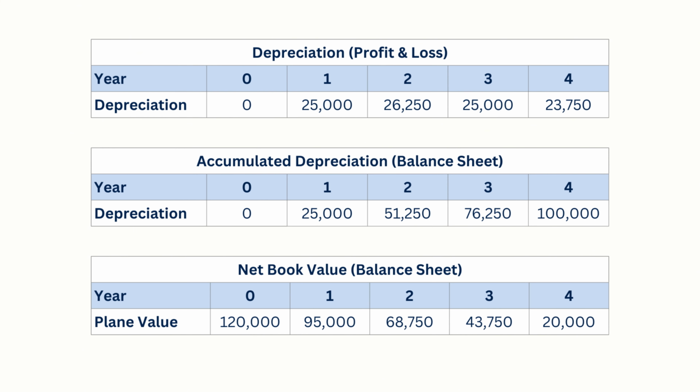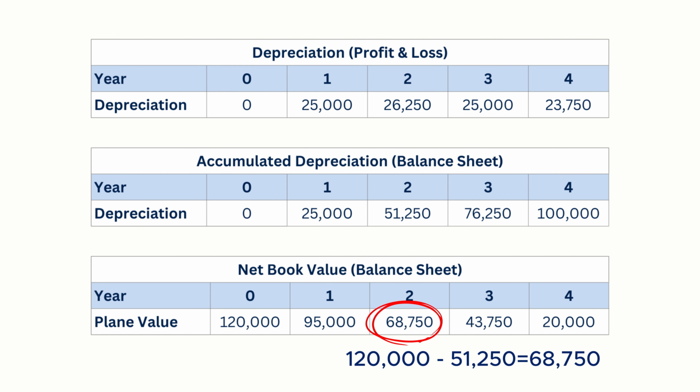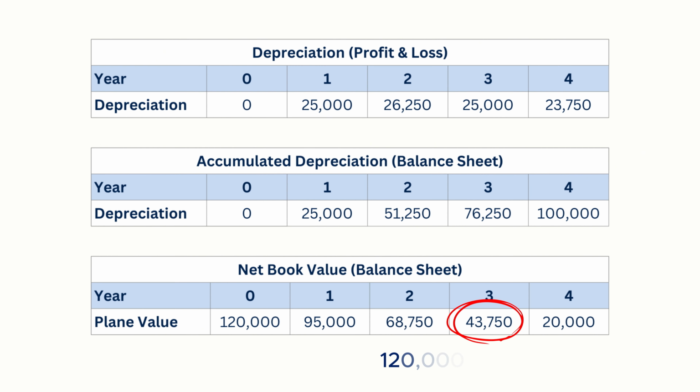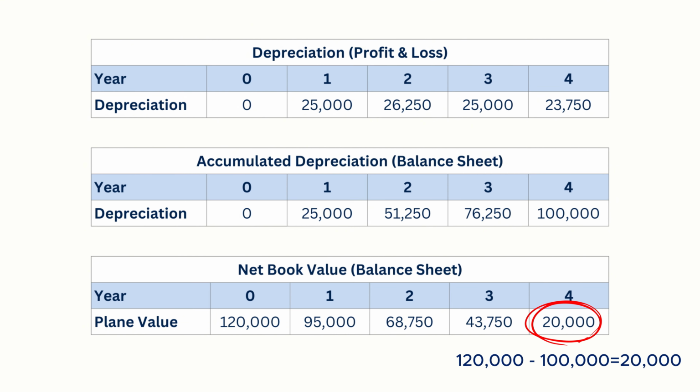At the end of year 2, it reduces further to £68,750. At the end of year 3, it becomes £43,750. And at the end of year 4, the net book value is £20,000, which equals the residual value. This shows that depreciation has fully allocated the depreciable amount, and the asset is now carried at its residual value, so no further depreciation will be charged beyond this point.